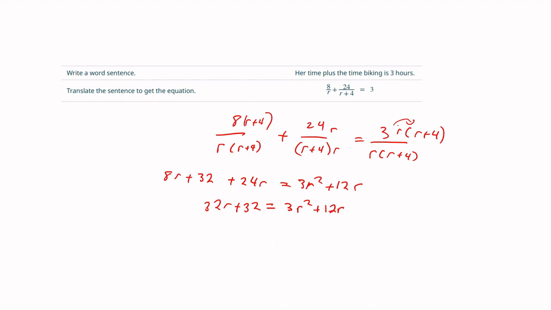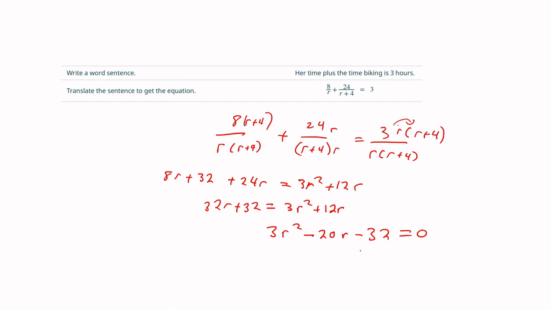So I'm going to just get everything over to this side. I'm subtracting 32r, and I'm subtracting 32. I'm going to write it like this just because we like it that way, but it's the same thing. I just sent everything over to one side. Okay, now we know how to solve this. This is not going to be an easy one.